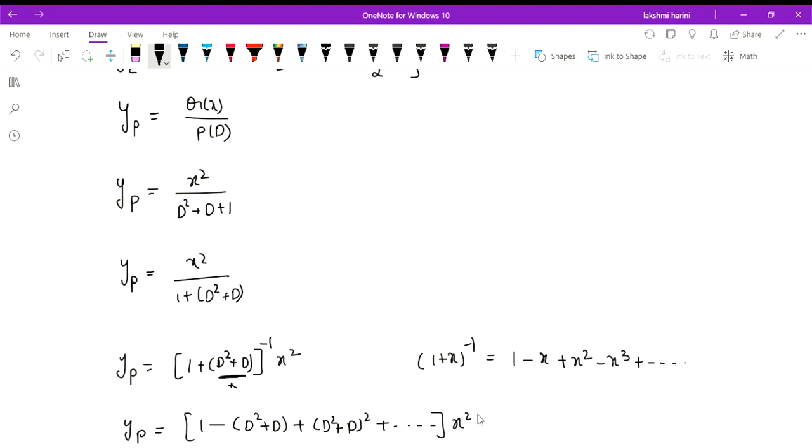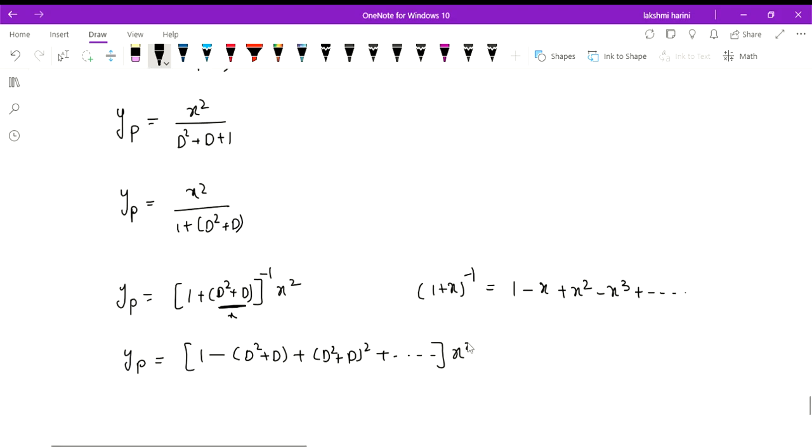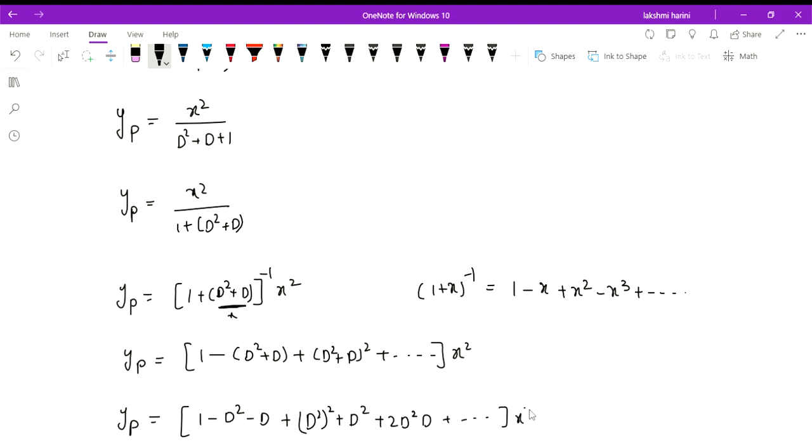Since the power of the polynomial is 2, we take only up to the D square term. So yp is equal to 1 minus D square minus D. Here we take only the D square term. If you expand this, we get D square whole square plus D square plus 2 into D square into D plus so on, into x square. But since it is x square, we take only up to D square, and the remaining terms we ignore.